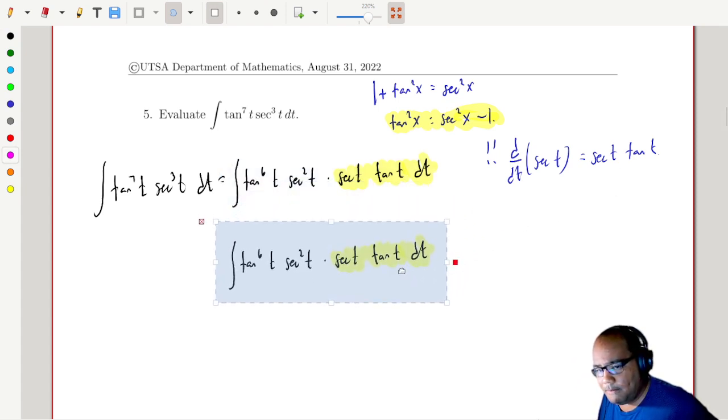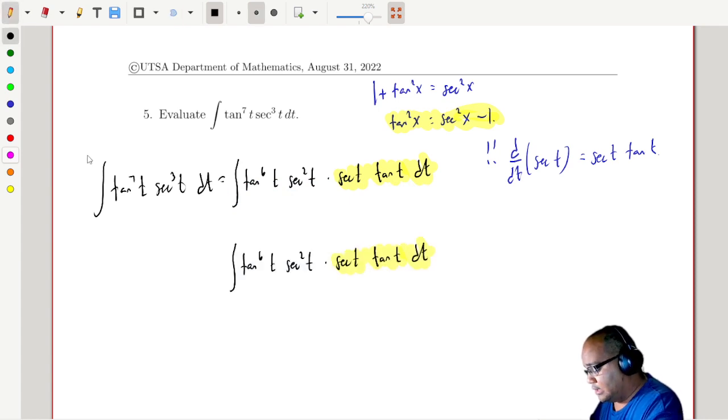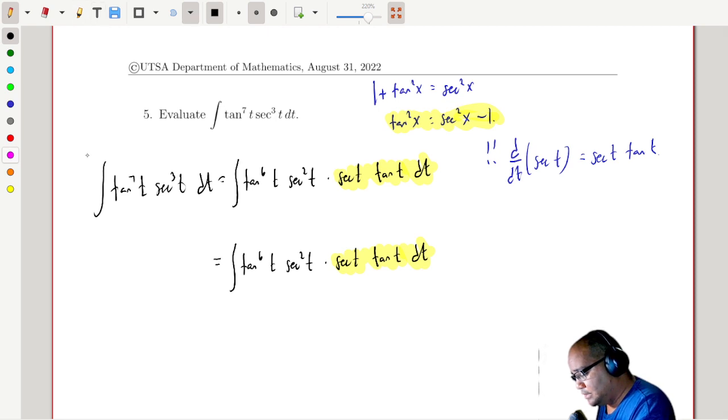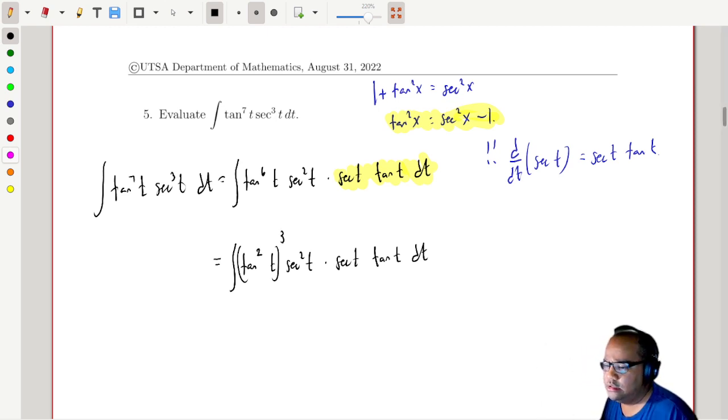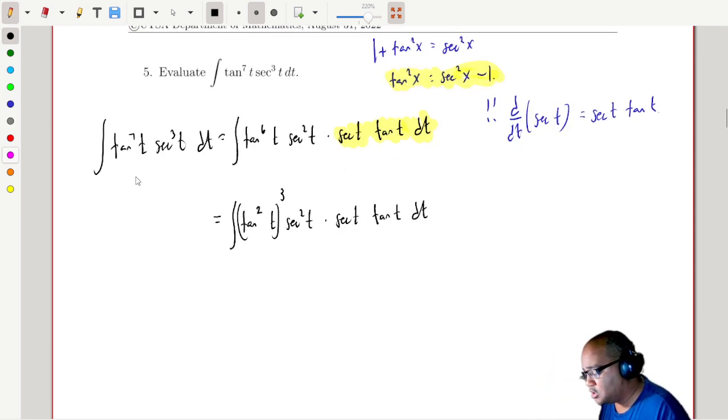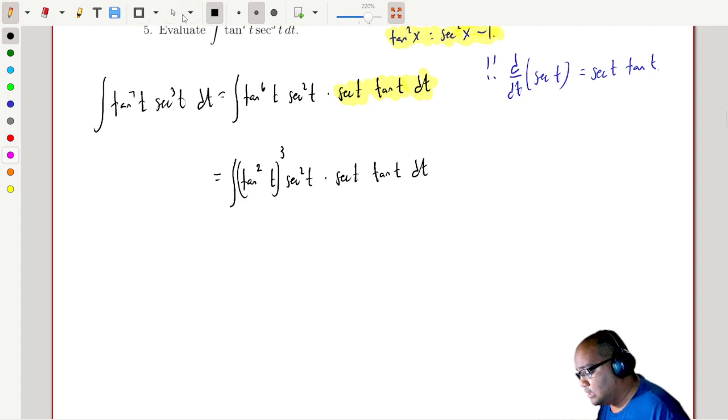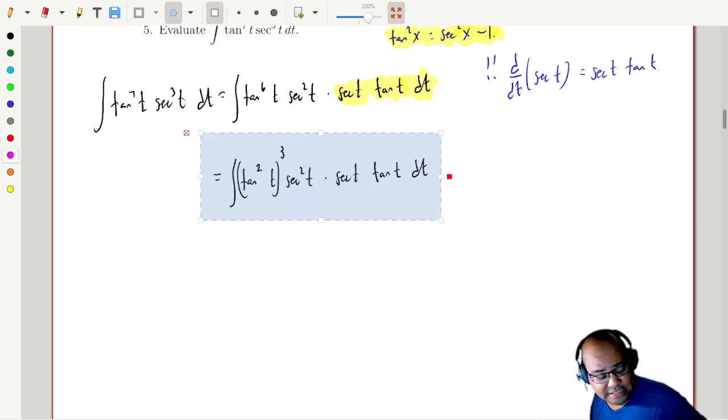I'm going to write an equal sign here. And I wonder if I can actually, let's see here, I've never done this before. Hey, that works. So what I'm going to do is write tangent to the 6th power as tangent squared, cubed. Why? Because now I can use tangent squared equals secant squared minus 1. That was the play. I did that to set up to use one of the identities.